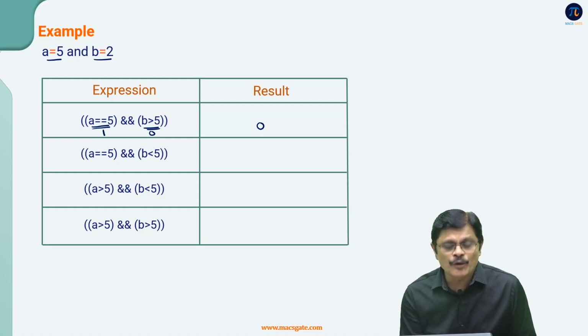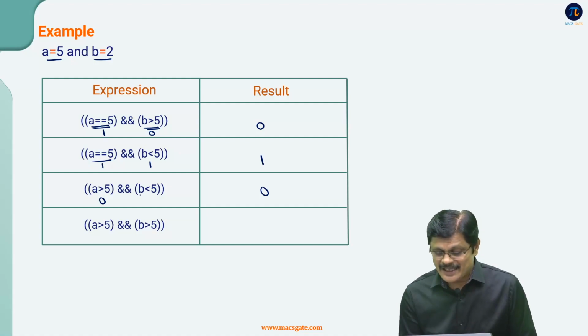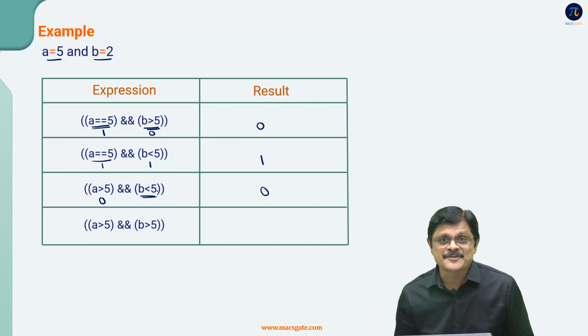Now, A is equal to 5, it is true. Now, it verifies B less than 5, true, because 2 less than 5, true. 1 and 1, now you get one as the answer. Now, look at this, A greater than 5, which is false. So, immediately you get the answer 0. It will not even evaluate the second expression.